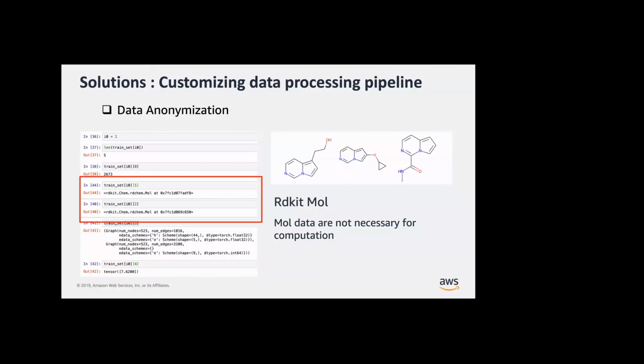Another important thing is data anonymization. You can easily imagine that the people in the pharmaceutical industry don't want to share the precise information about their proprietary molecule. Those are things that you don't want to share.